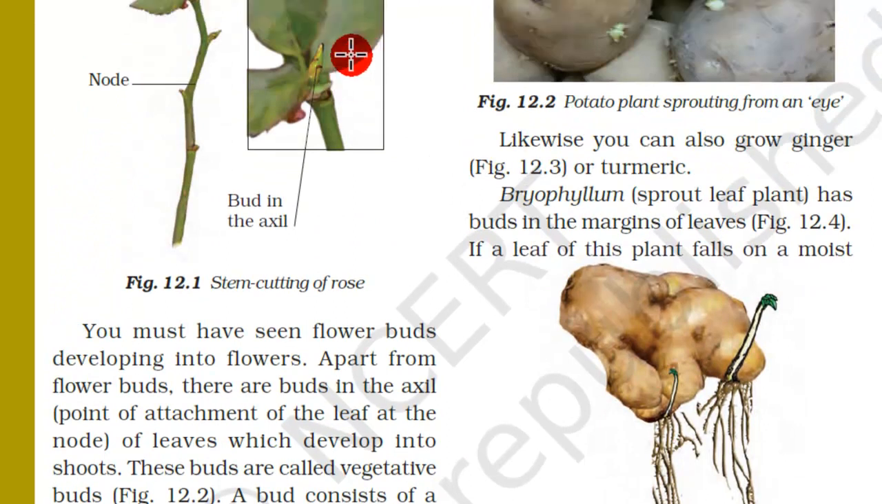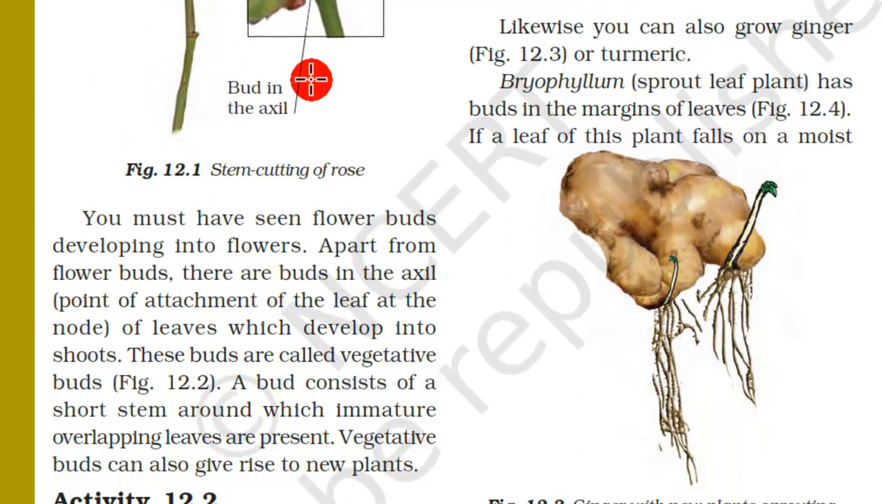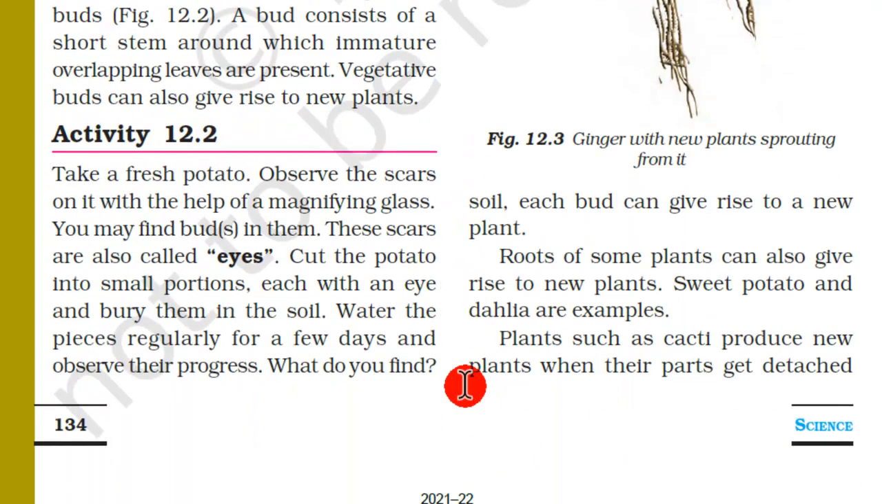These buds are called vegetative buds, since a bud consists of a short stem around which immature overlapping leaves are present. Vegetative buds can also give rise to new plants.